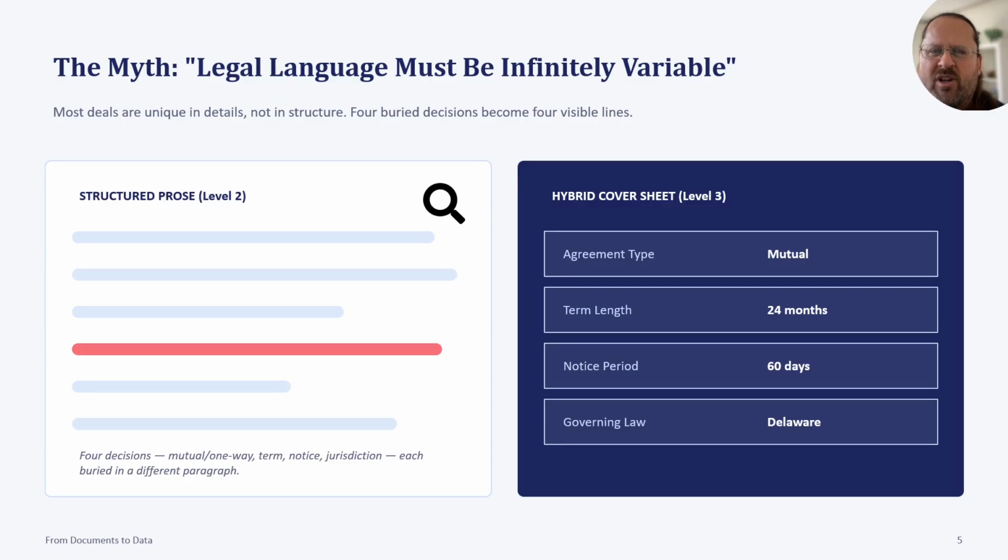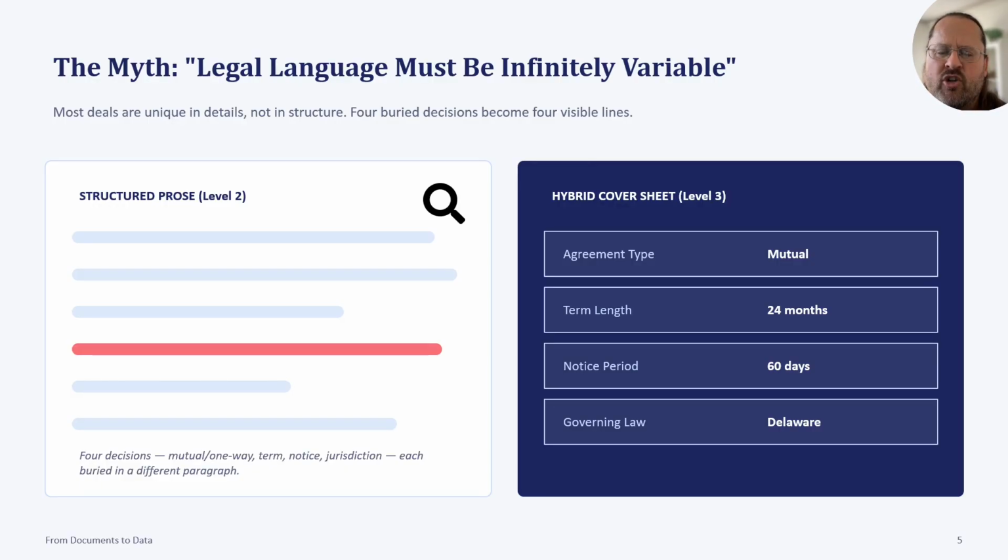Now, I want to spend some real time on the objection I hear constantly, especially from people in legal roles, because it's the biggest myth standing between most businesses and this fix. The myth sounds like this: legal language has to be infinitely variable because every deal is unique. Here's the correction. Almost no deal is unique in its structure. What's actually unique is usually a small, countable set of variables.